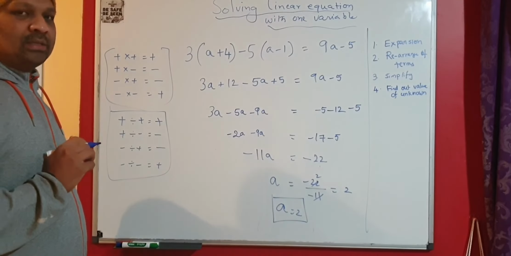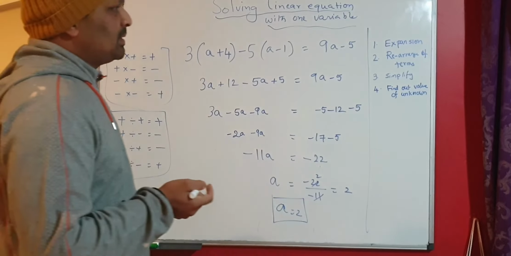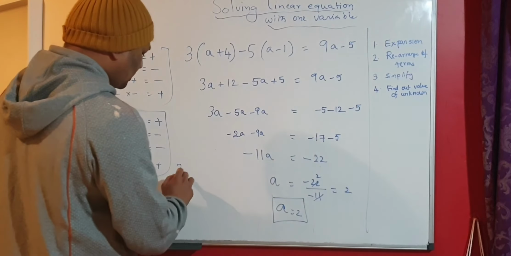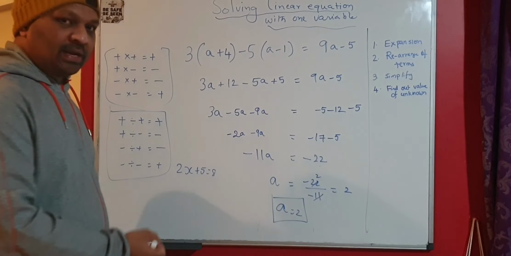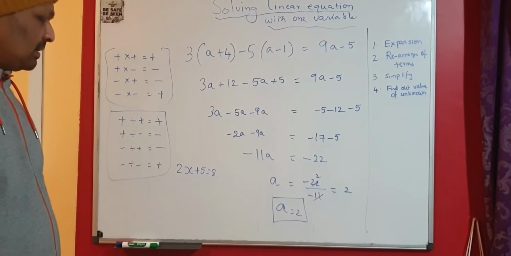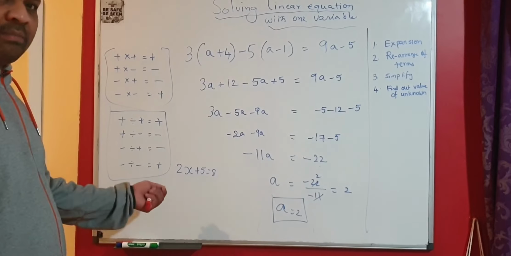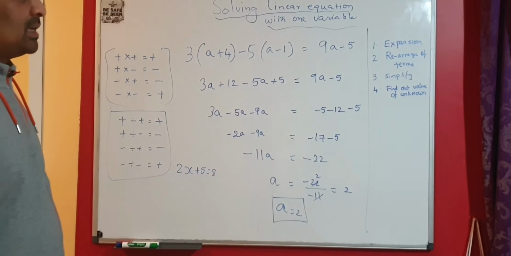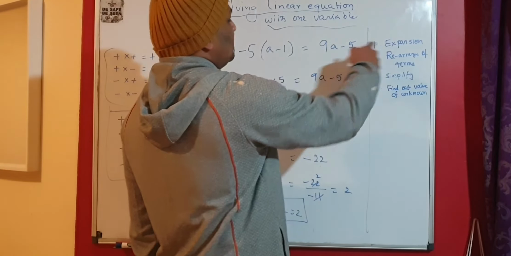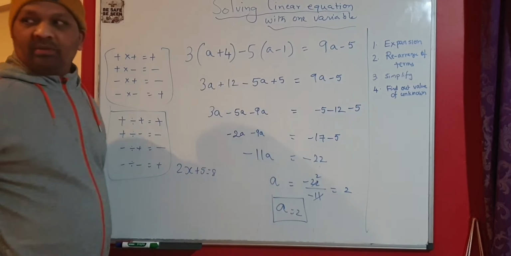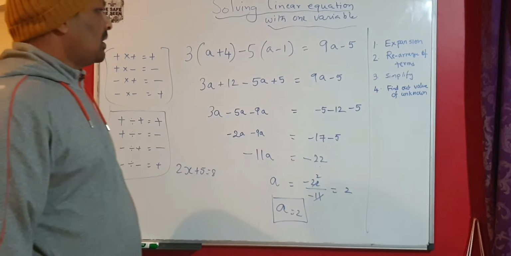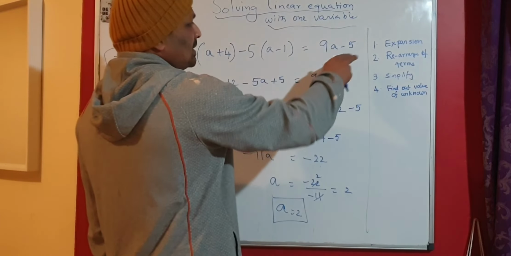If you remember, one is the expansion. Expansion need not be there in all the sums. For example, if I give 2x plus 5 is equal to 8, is there a need for any expansion? Is there any bracket to expand? There is no bracket, right? So that step can be skipped. Expansion may be there, may not be there. In this case, we need to expand it because there is a bracket here. It's not necessary that you need to do expansion in all the sums.